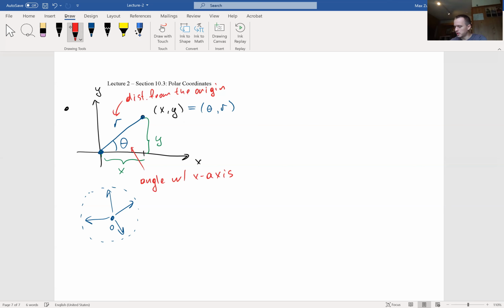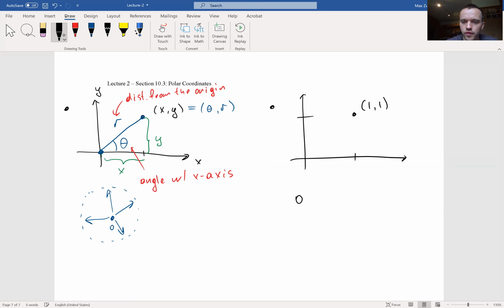So for example, let's do the following point. Let's take point (1, 1). Can anyone tell me what is going to be your theta and what is going to be your r in this case? So theta is 45 degrees, or, get used to how it's called, in radians, it's going to be pi over 4, and r is going to be root 2.